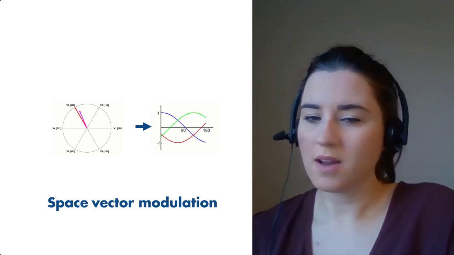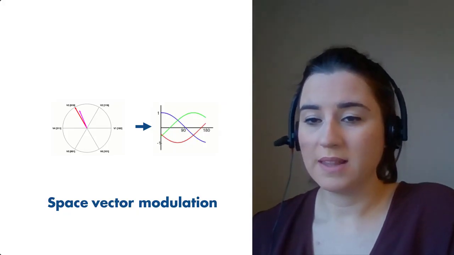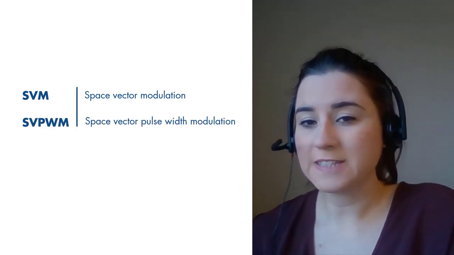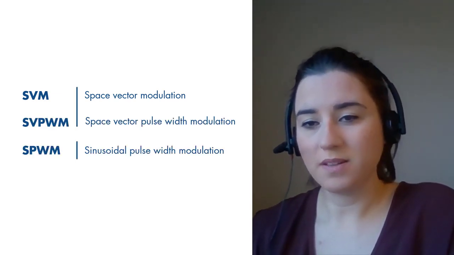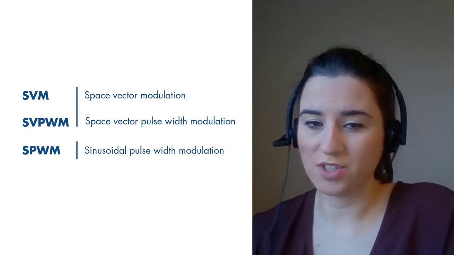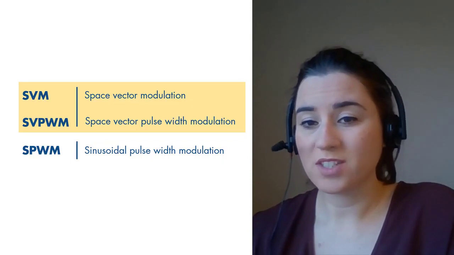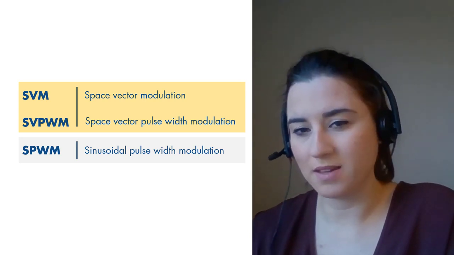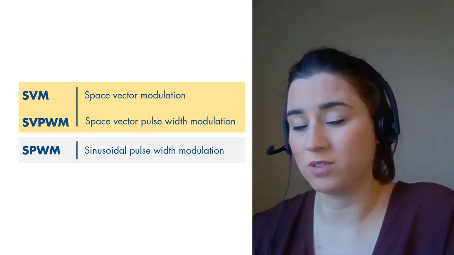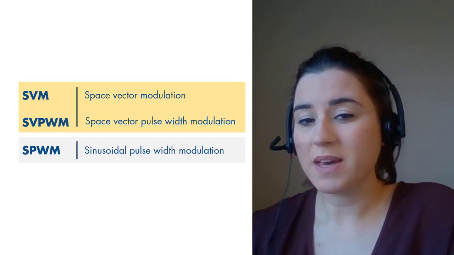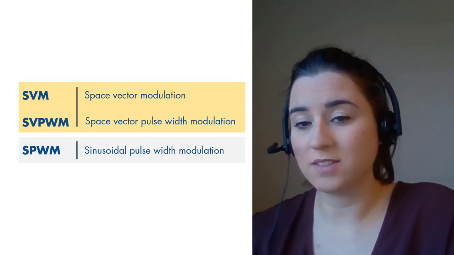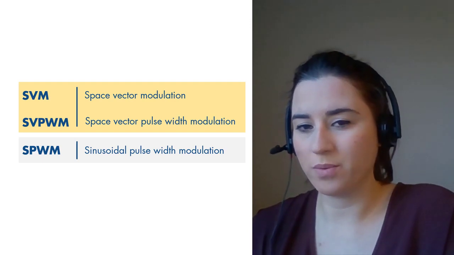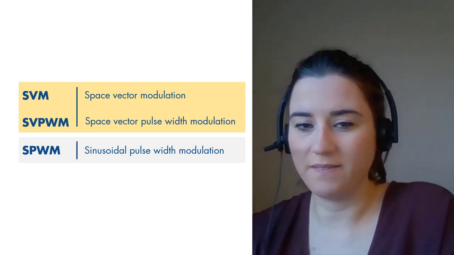When you do a search on this topic, you may come across different acronyms, like SVM for space vector modulation, SVPWM for space vector pulse width modulation, and SPWM for sinusoidal pulse width modulation. The first two terms are used interchangeably, but they're the same technique, whereas sinusoidal PWM is a slightly different method for generating the desired three-phase voltages to the motor. SVM has some advantages over SPWM as it utilizes the DC source voltage more effectively and creates a higher voltage output to the motor, which we'll discuss later in the video.